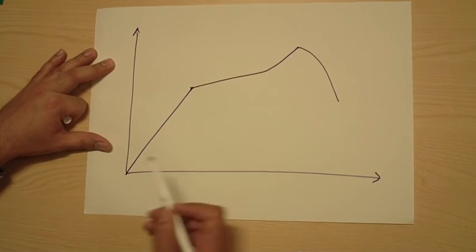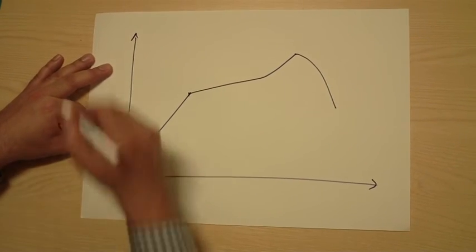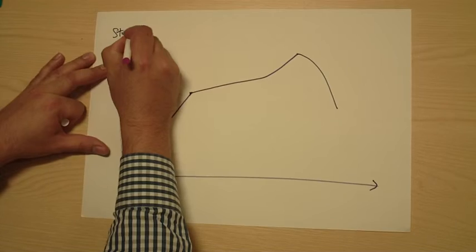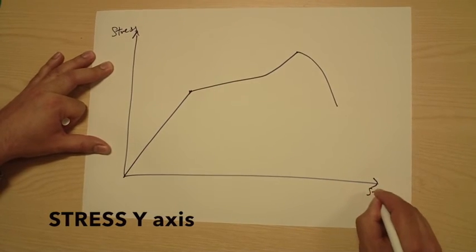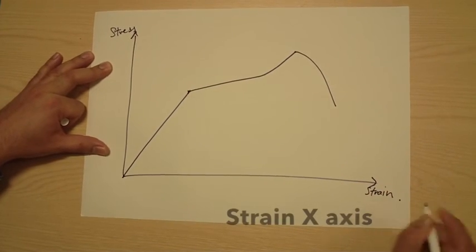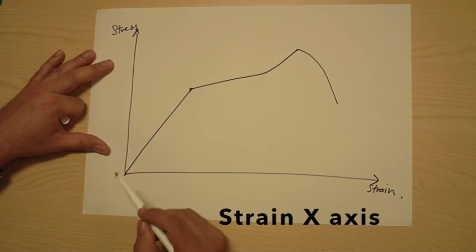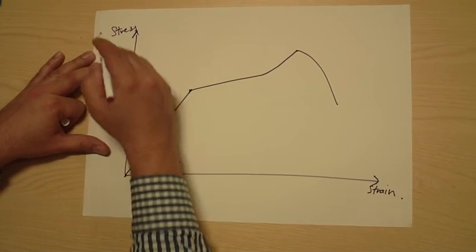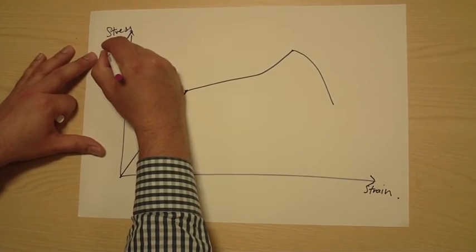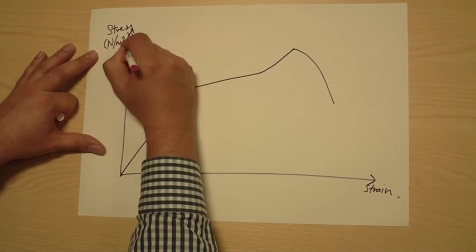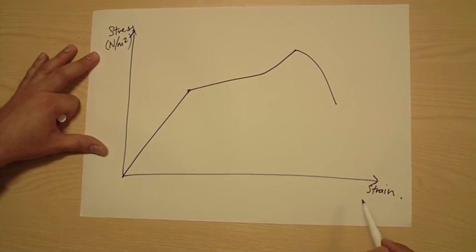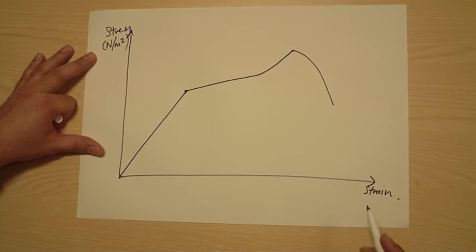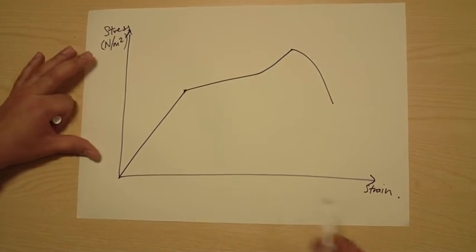So the stress strain curve is the graphical representation of the relationship between stress on the y-axis and strain on the x-axis of a material that's loaded to failure. Stress is the force per unit area, and that's measured in newtons per meter squared. Strain is the change in length of material relative to the original length, and that doesn't have any units.